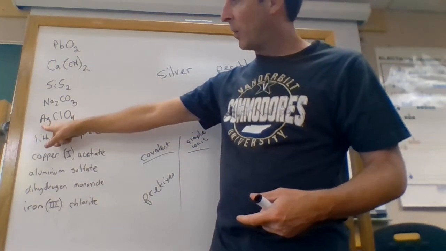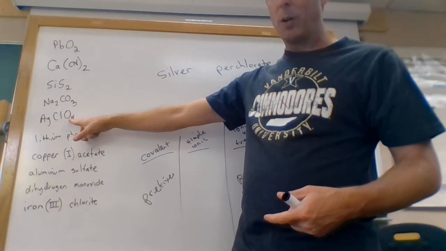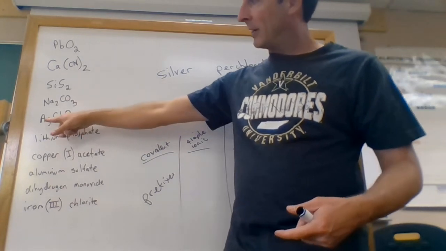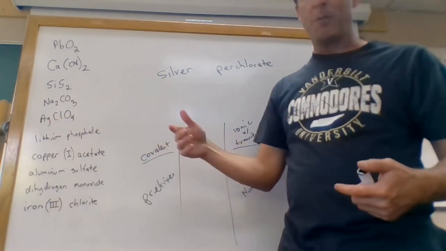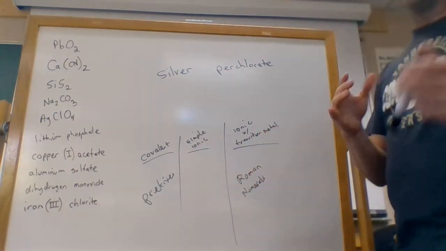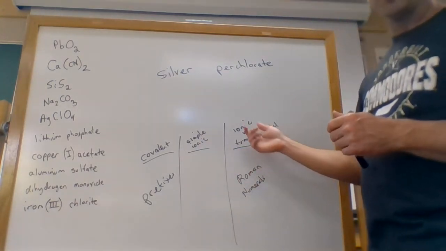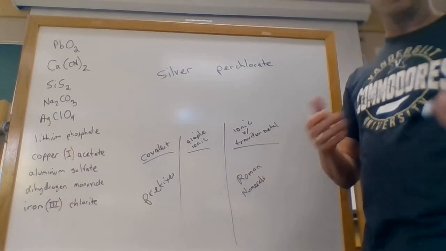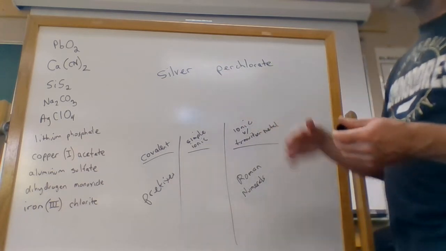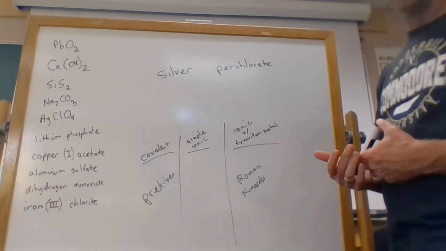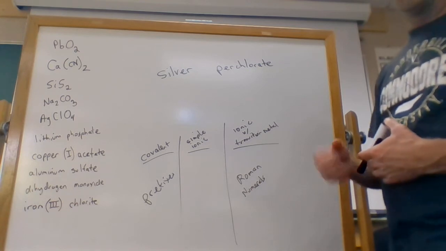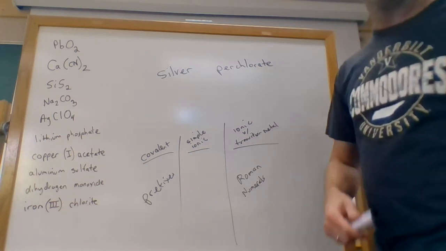If silver is +1, perchlorate is -1, that makes sense, right? I mean, +1, -1, that's the right formula. So I don't need to know the Roman numeral for silver because everybody's supposed to know it's +1. So basically that's it. Don't put a Roman numeral with silver or zinc or aluminum.